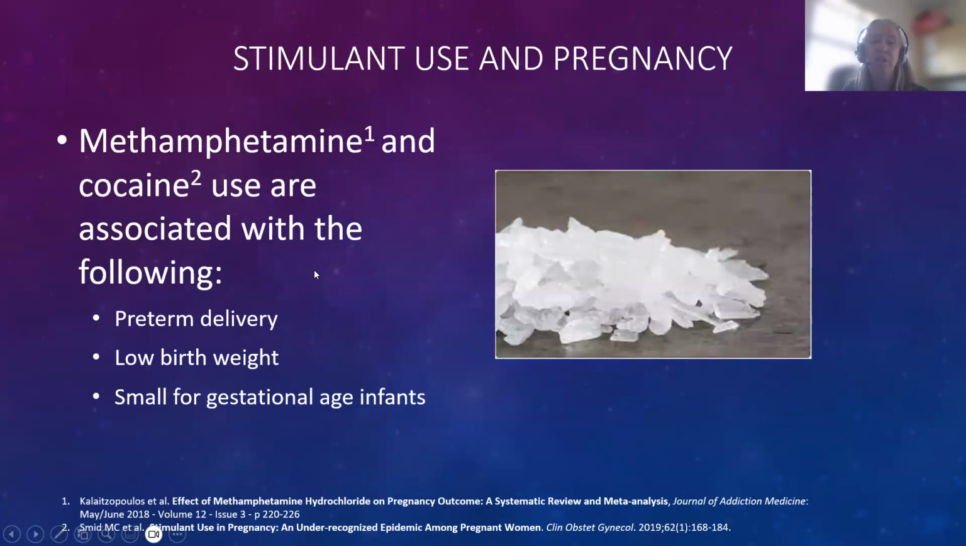Stimulant use in pregnancy, both meth and cocaine, are associated with preterm delivery or early babies, low birth weight babies, which are just babies who are small, either because they were born early or because they were small for gestational age. And it also can cause babies who are small for gestational age.